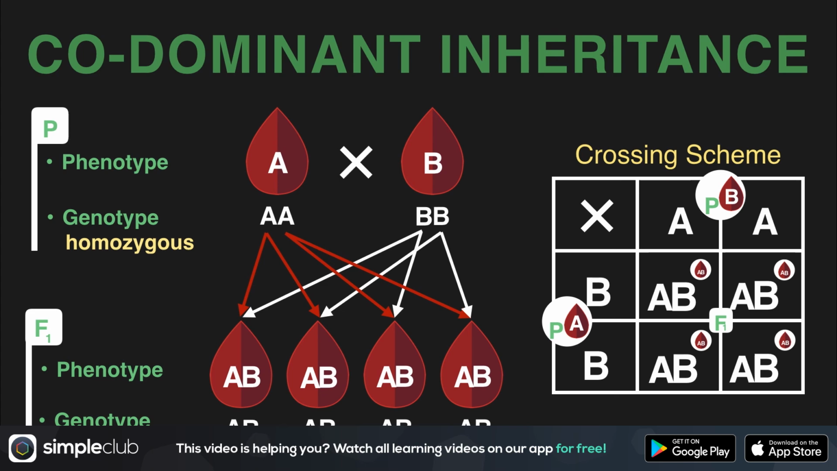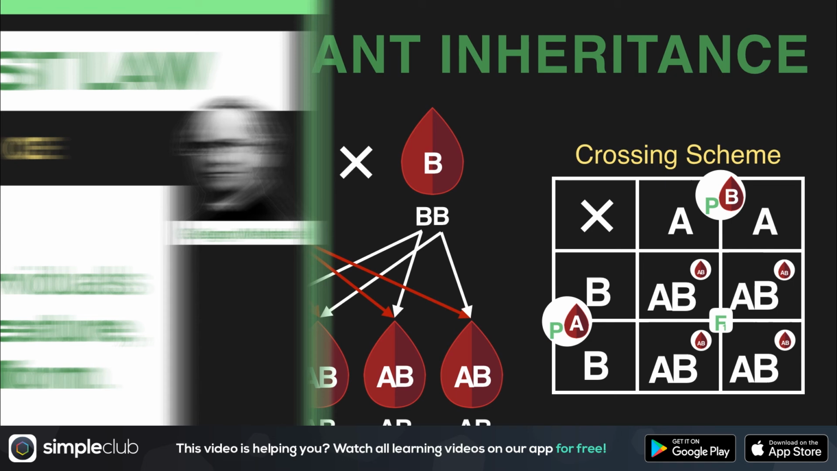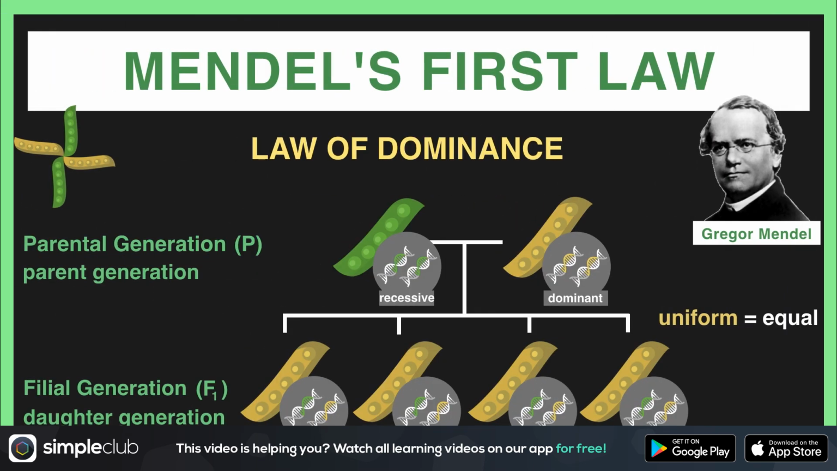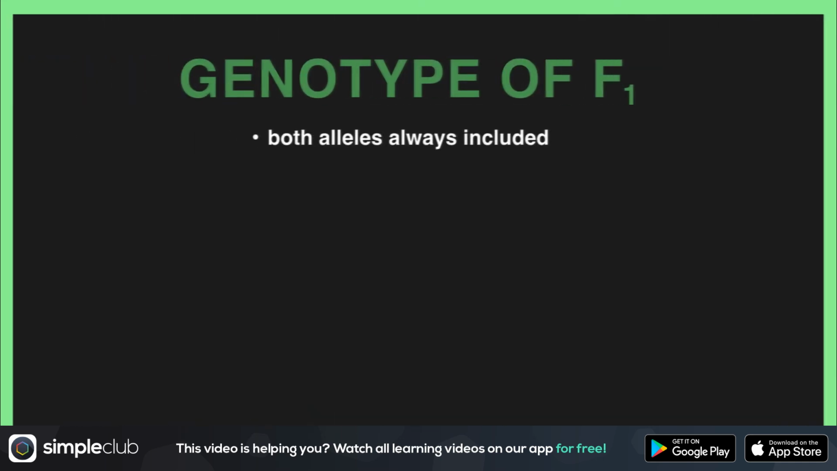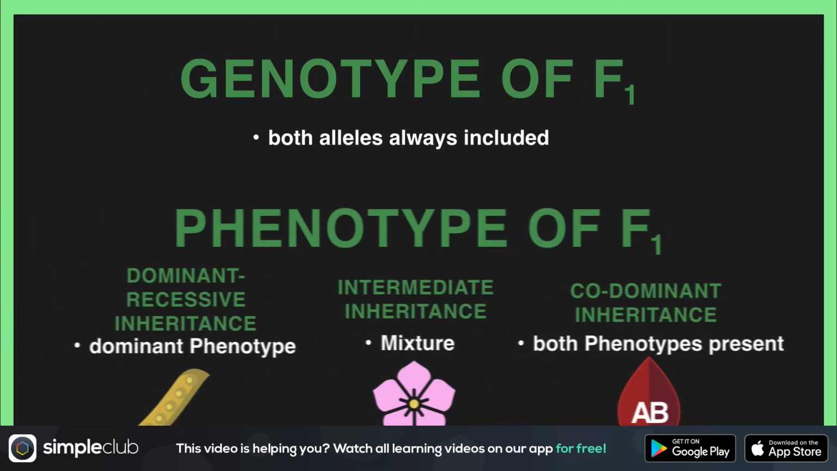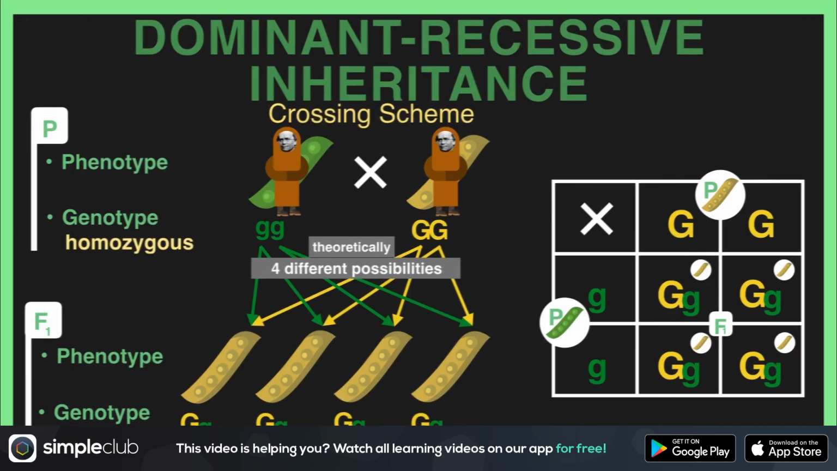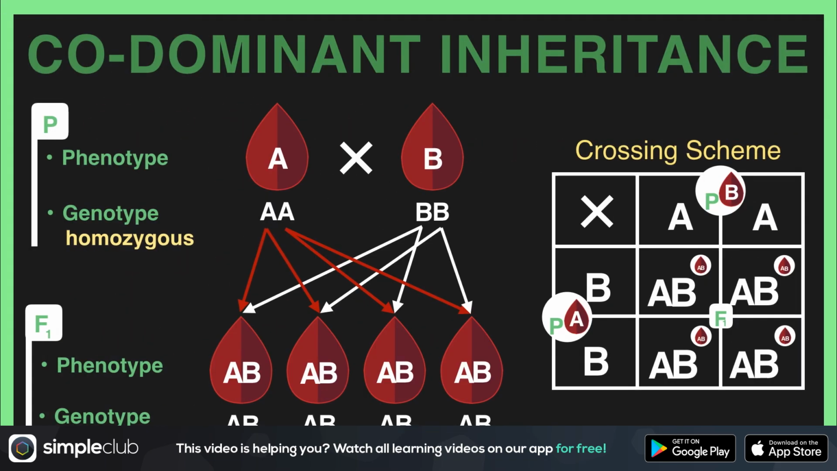Let's shortly summarize Mendel's first law once again. If you cross two individuals that differ in one trait, but each one is homozygous, then the offspring are all uniform. They all have the same genotype and also the same phenotype. The genotype always has both alleles included. The phenotype of the progeny is dependent on the kind of inheritance. If it's a dominant recessive, an intermediate or codominant inheritance.